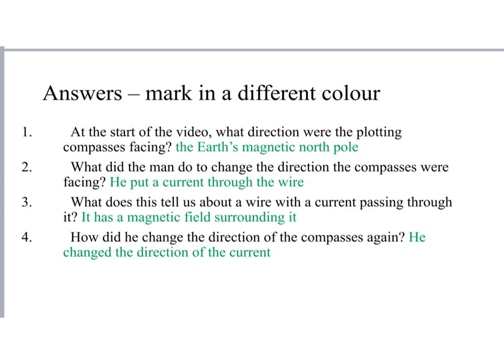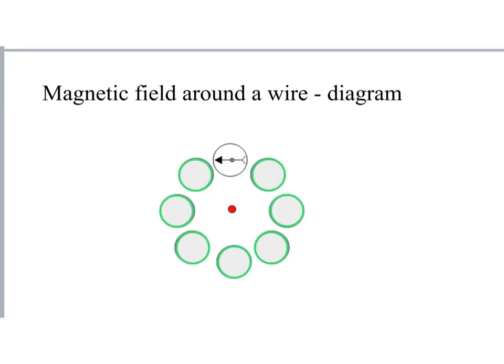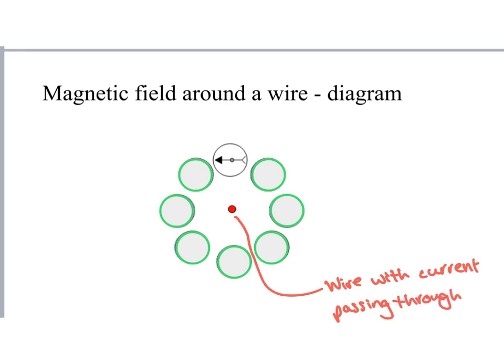And we'll move on. So what I'd like you to do is firstly copy this diagram into your book, and then we'll add some labels. So this here in the middle, this is a wire with a current passing through, and these circles around the edges all represent plotting compasses.